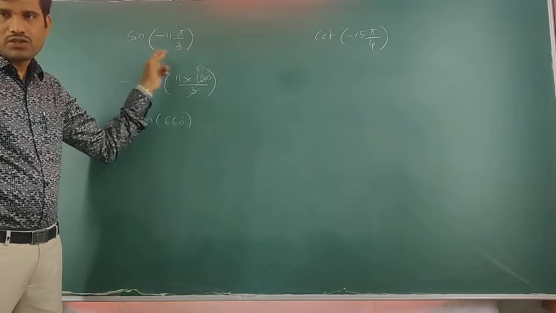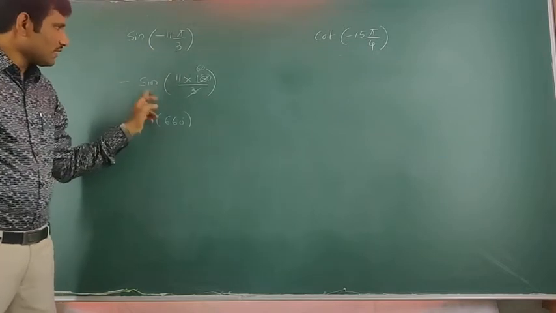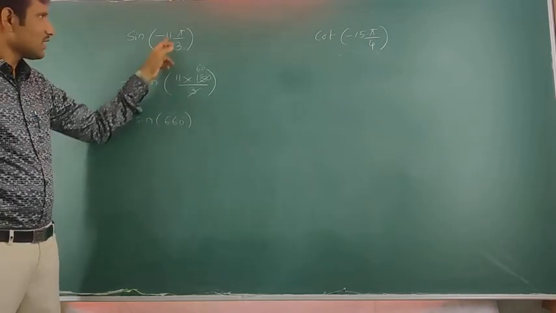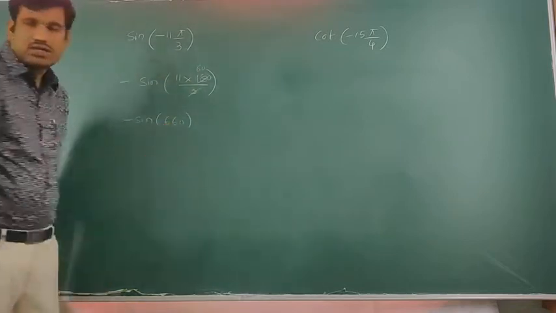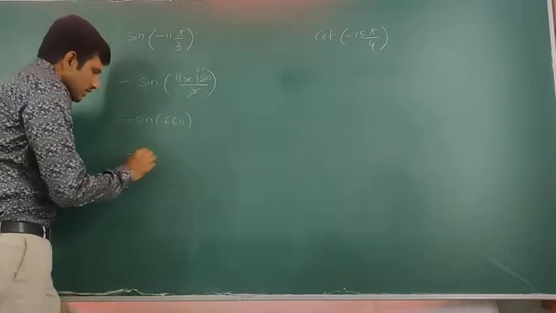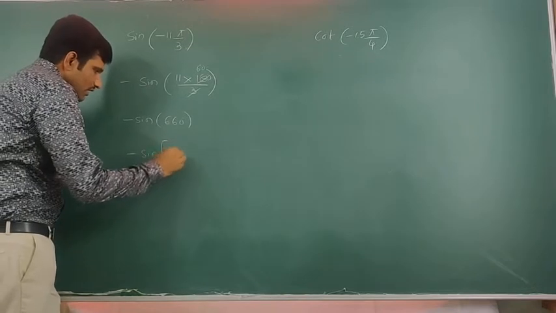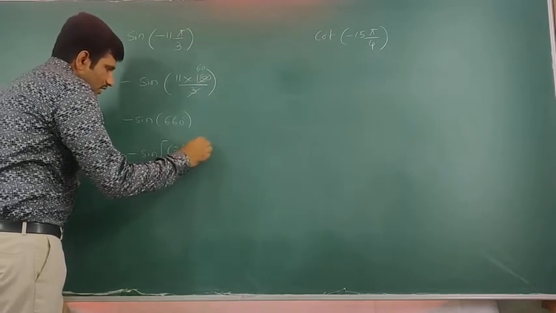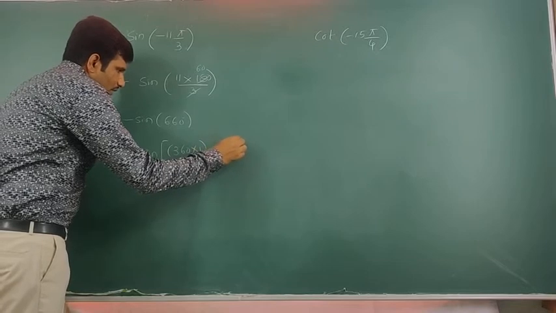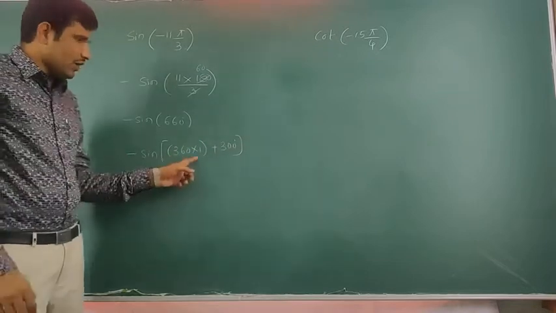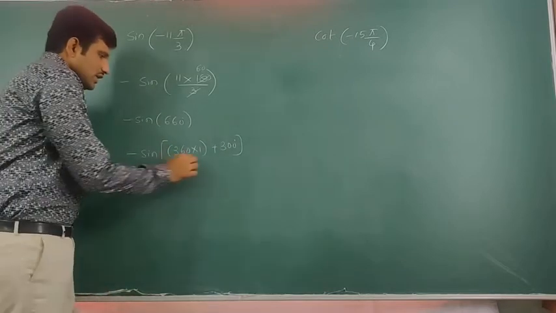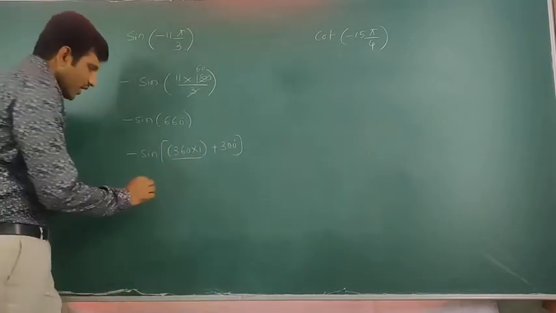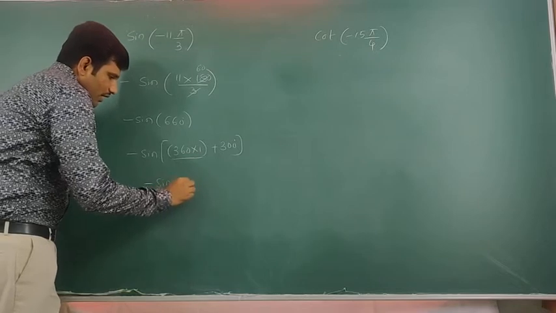Is it clear? So sine of minus 11 pi by 3. First we have to apply t ratios of minus theta. What is sine of minus theta? Minus sine theta. That is 11 into 180 divided by 3. So 3 ones are 360, 11 into 60 is 660. Now this is minus sine of 660. We can write it as 360 into 1 plus 300. 360 into 1 is 360, 360 plus 300 is 660. Now this 360 into n, that number of rotations we can neglect. Minus sine of 300 degree.